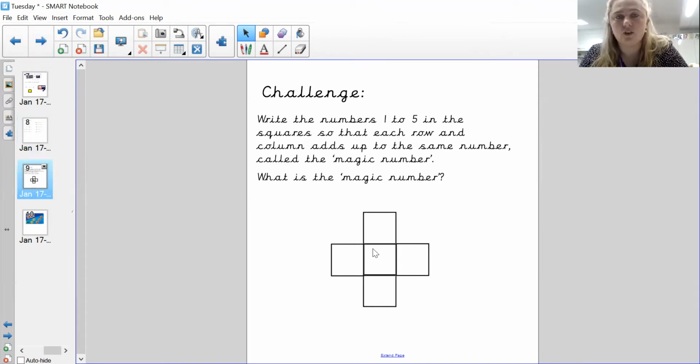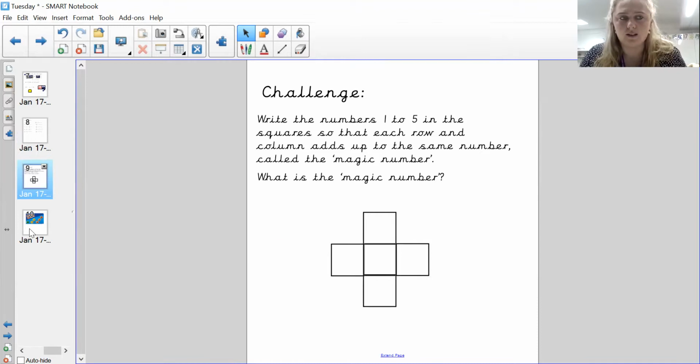Here is the challenge. The question is, write the numbers 1 to 5 in the squares so that each row and each column adds up to the same number, called the magic number. Okay, so I need you to find out what the magic number is. This is a tricky challenge, okay?